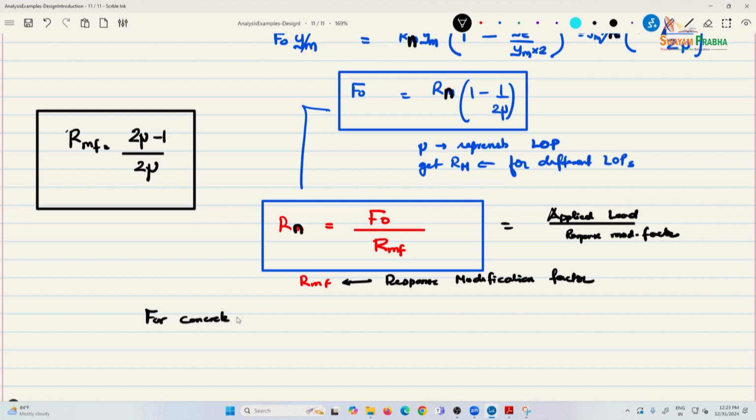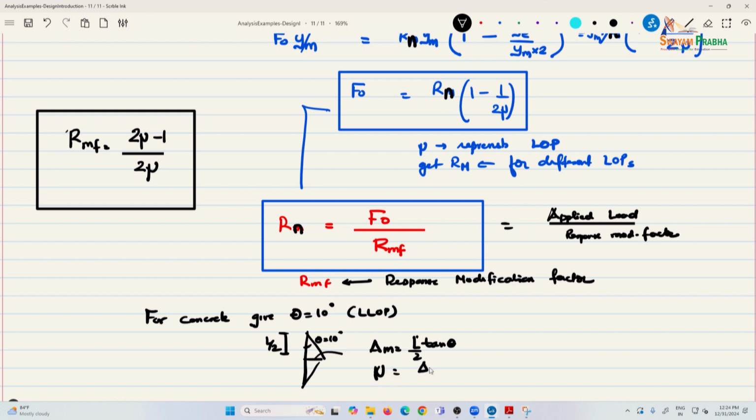For concrete, you are given, let us say, theta is equal to 10 degrees for low level of protection. Convert it into a mu. Here you have your delta m, this is L by 2, right. So, you can convert delta m is equal to L by 2 tan theta for that LOP, and then your mu is delta m by delta y. So, find an equivalent mu.